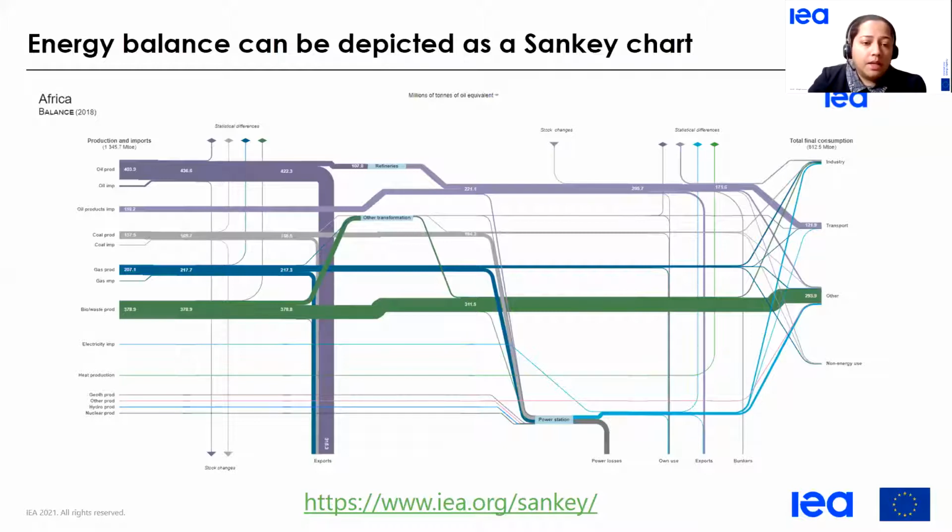I really recommend you go to the IEA website. You have the link here below, and you can look at the different Sankey flowcharts for the different countries of the world. You can also use the timeline to navigate from 1971 to the latest year available. For the moment, it's 2018, but in August, when we publish the 2019 data, it will also be updated.